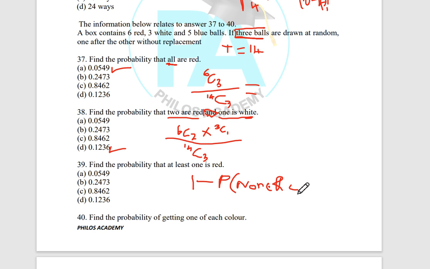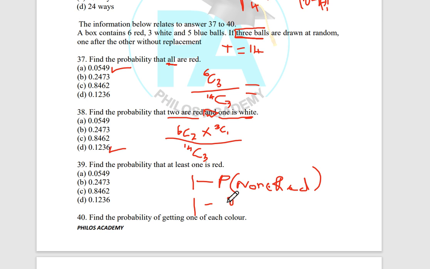Okay, none is red. 1 minus the probability that none is red. So what will be the probability that none is red? Now, if none is red, how many non-reds do we have? Like balls that are not red. There are 8. We have 8 non-reds, because we have 14 balls in total. If 6 are red, then 8 are not red.